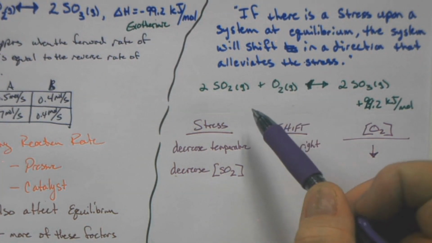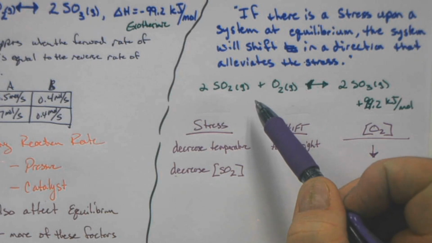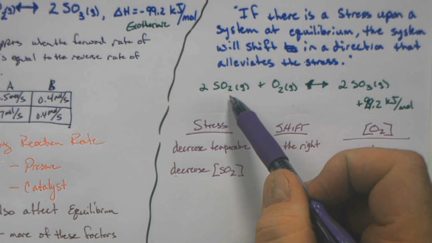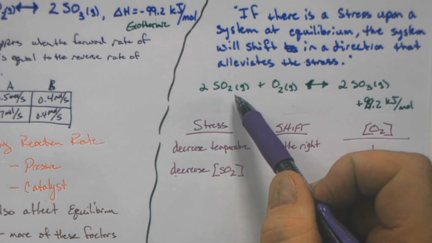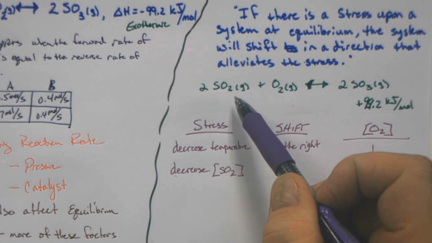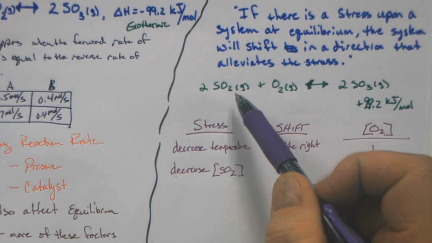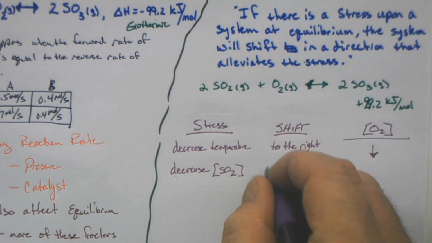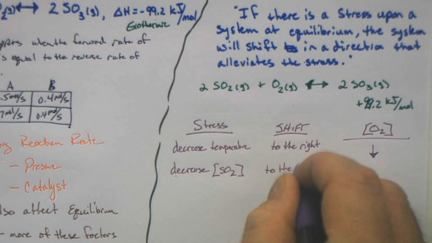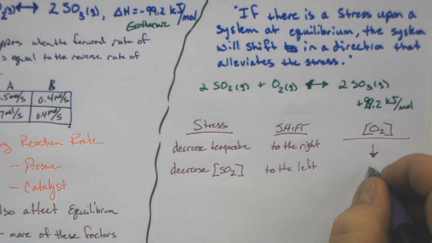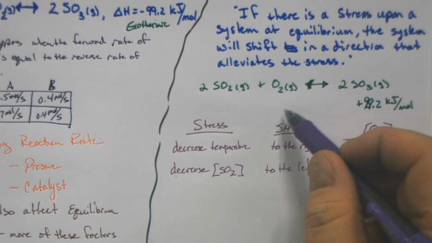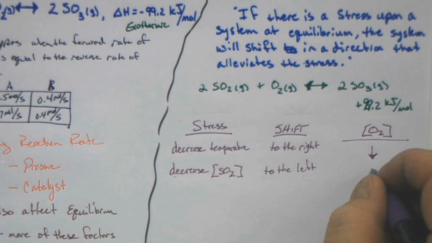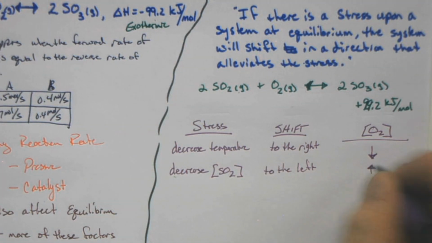So hopefully you made your decision. If we decrease the SO2, Le Chatelier wants to increase SO2. In order to increase SO2, it's going to shift this way to make more of it. So it will shift to the left. If the equation shifts to the left, it makes more of everything over here, which would cause our oxygen to go up.